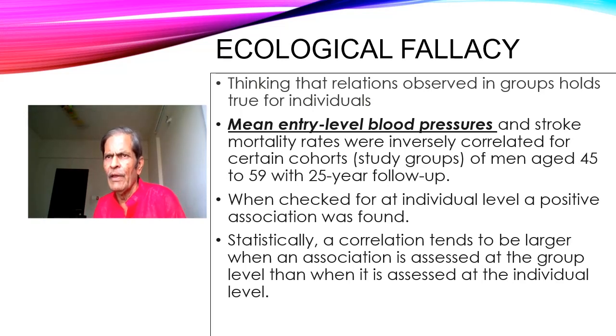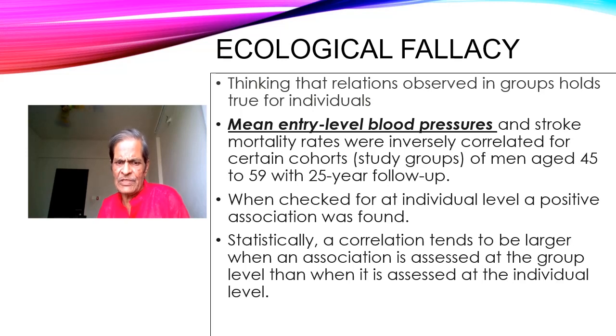So this inverse relationship was observed, and this was certainly surprising: how can a disease which we presume is because of higher blood pressure have less mortality in the groups in which the mean is more, and more mortality in the groups in which the mean blood pressure is less?